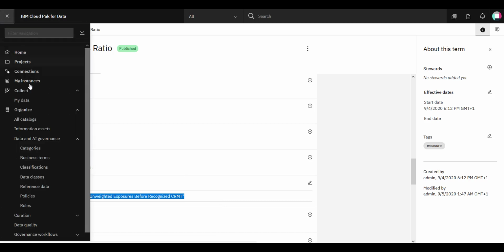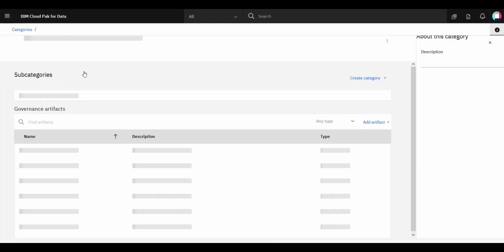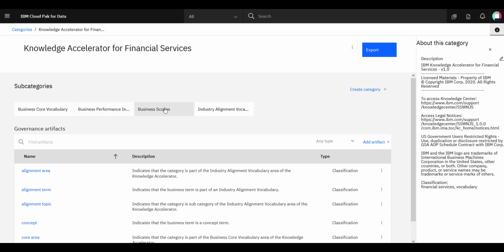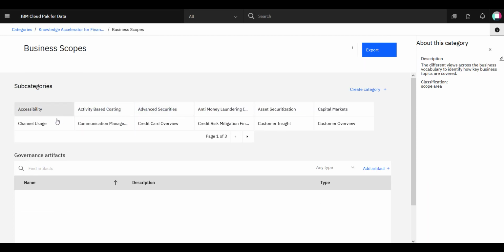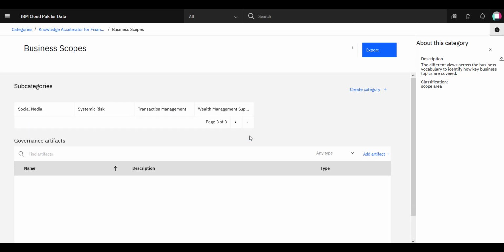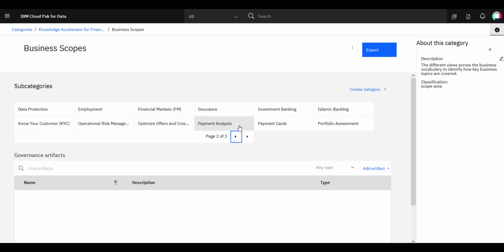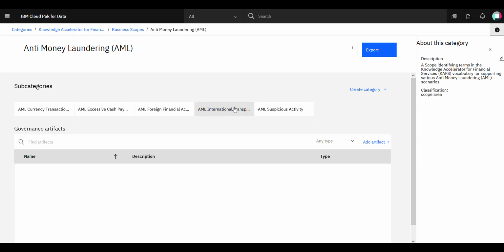Let's now look at the next category area of the Knowledge Accelerator, business scopes. The scopes are secondary categories that reference business terms from multiple primary categories. There are approximately 42 scopes to cover a diverse range of project data requirements from across the financial services institution. Some business scopes, such as anti-money laundering, AML, have further subcategories within them.